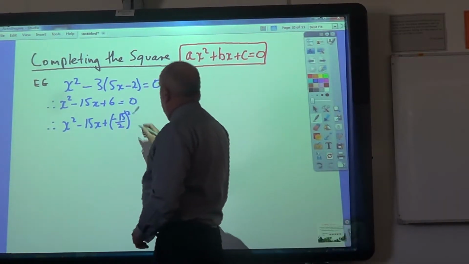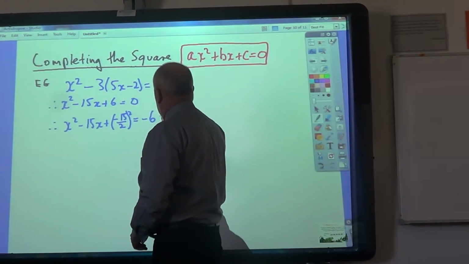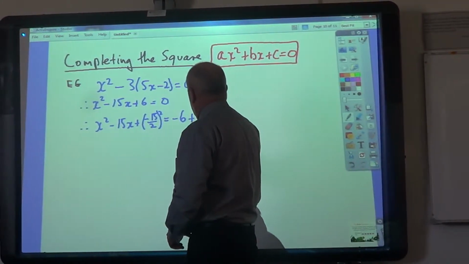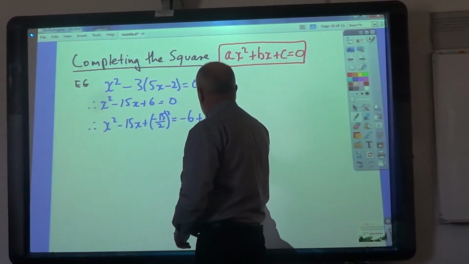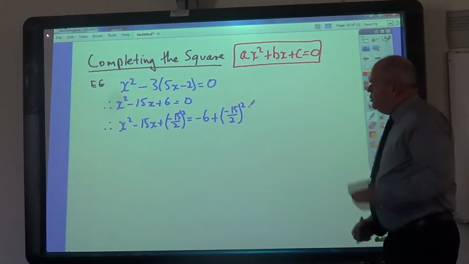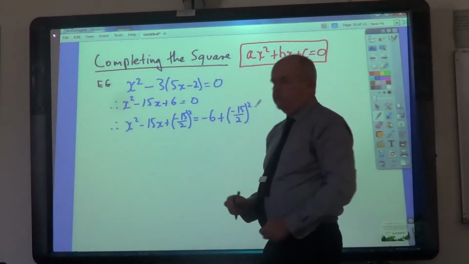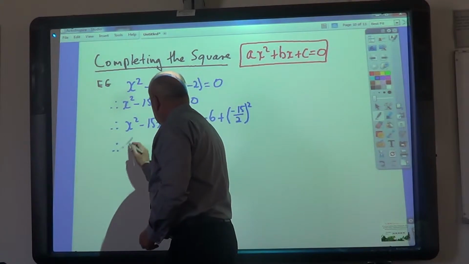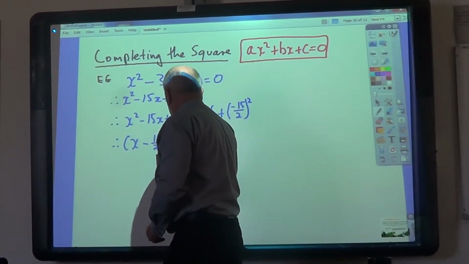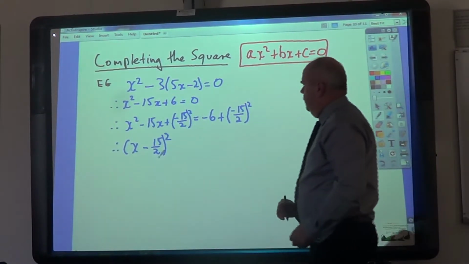Okay? Now the plus 6 can go over to the other side, equals negative 6, and then what I add to one side I must add to the other side. So it appears like that. Okay? Alright, now what's on the left hand side, in fact if it's factorised, constitutes a perfect square. So this is what we end up with, all squared. And if you were to expand all that out, this is what you'll end up with here.